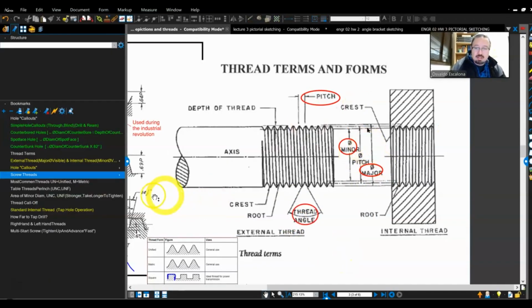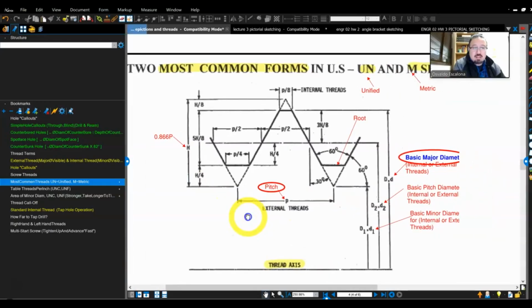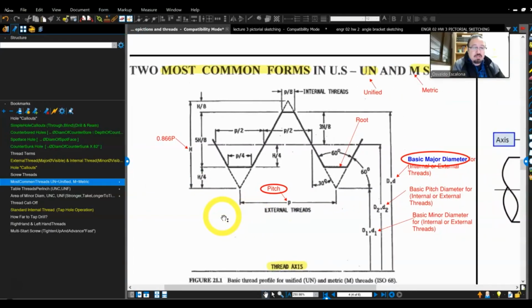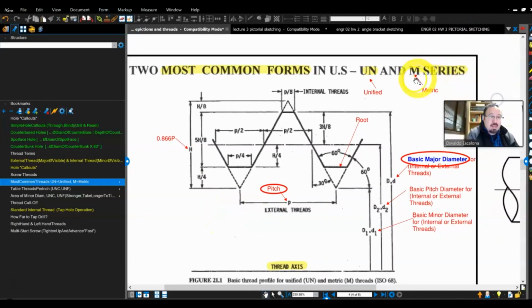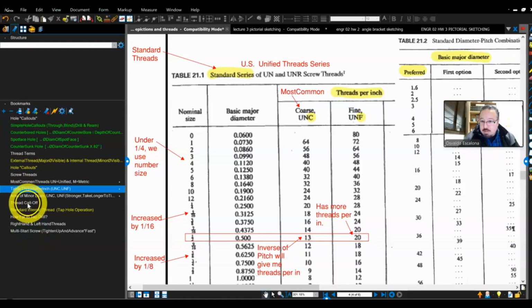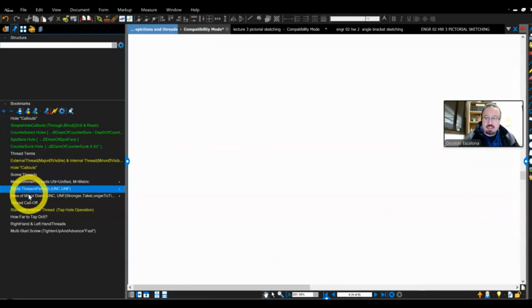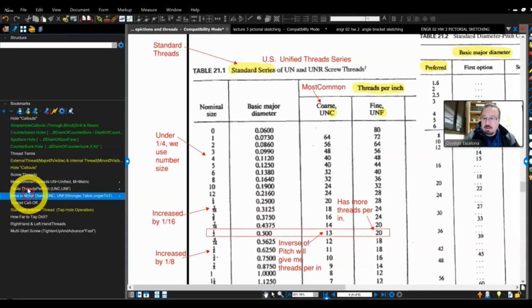Now that you remember this, it shouldn't be too bad to start reading the charts, which are based on the Unified National and the metric systems. Metric systems are similar in terms of how they look, but the way you call it out is different. So let's see how you call it out. Okay, so not this one. Do I have a callout somewhere? Let's see if I can find it. I got a little cheat sheet that tells you how to call them out.